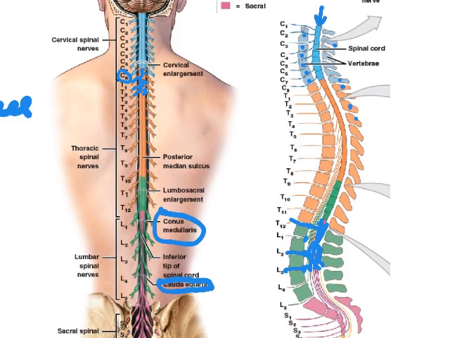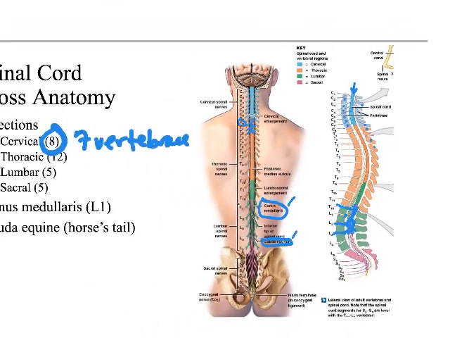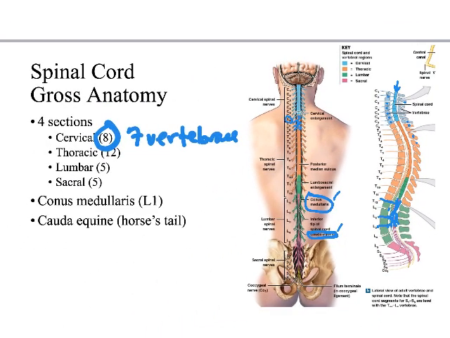So understanding that the conus medullaris ends at L1 and the cauda equina will begin right where the conus medullaris ends. So make sure you know those two terms as well as the different levels of cervical, thoracic, lumbar, and sacral.